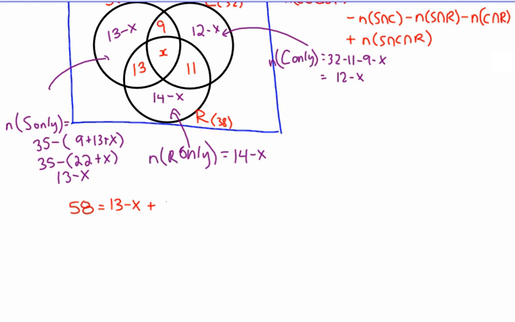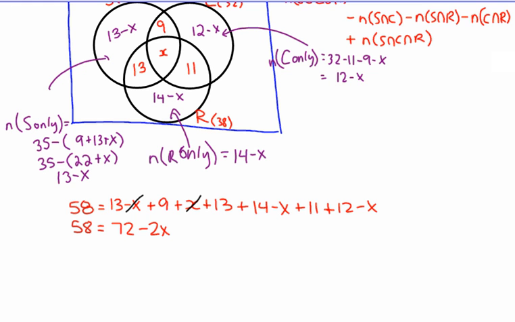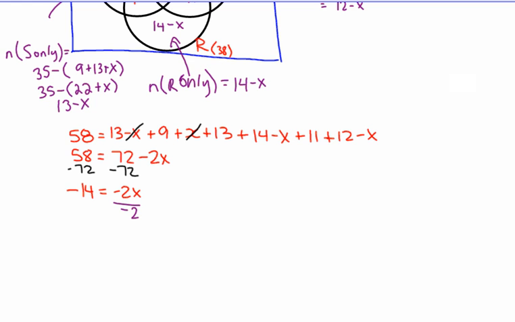So 13 minus x plus the 9 plus x plus 13. You just have to be careful that you don't forget one of the circles or one of the portions of the circles. Okay, so adding this all together, I get 58 equals, 2 of the x's, we have a negative x and a positive x, that cancels out. Adding all those numbers, you get 72, and then minus 2x. Subtract the 72. I get negative 14 equals negative 2x. Divide by negative 2, and you should get 7 is all 3.